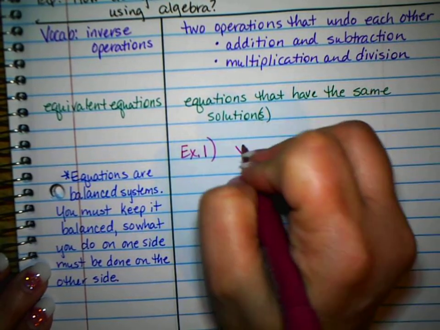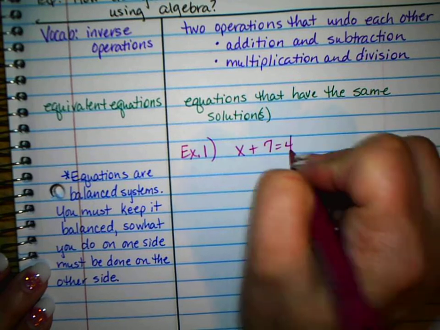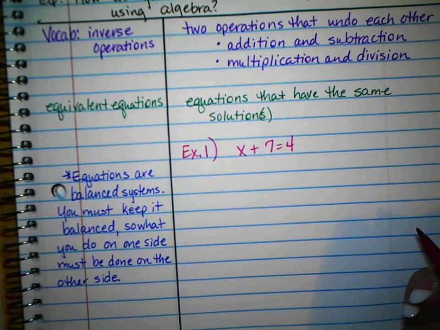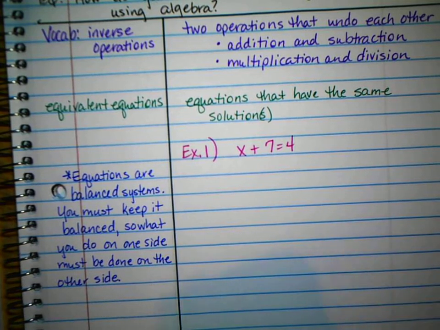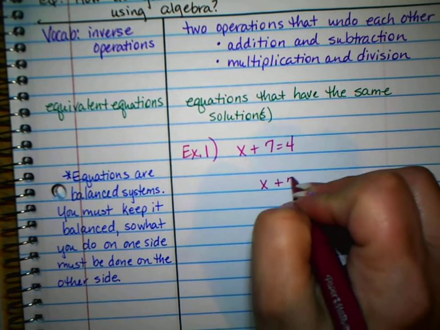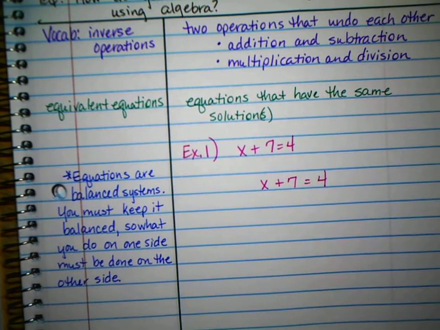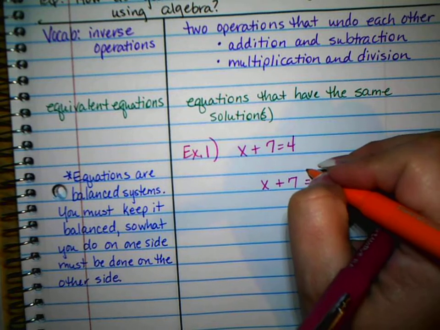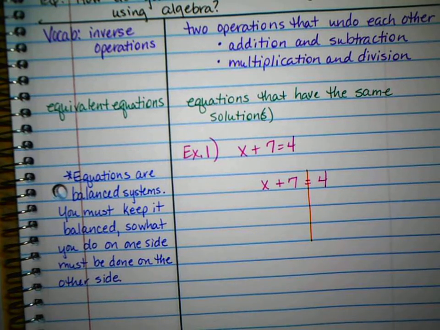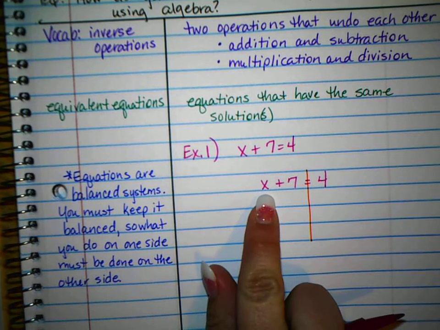Example 1. Okay, I'm going to show you my method. Doesn't mean that this is the only method, but this is my method. I always recopy the equation exactly like it is in the book, on the worksheet, wherever. And then I want to build a wall, because I want to make sure I keep straight which side is which. Then I want to look at where my variable is.